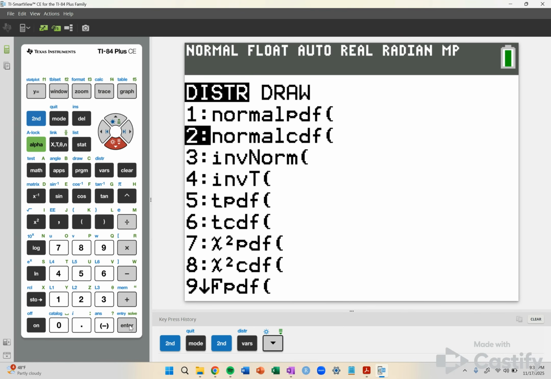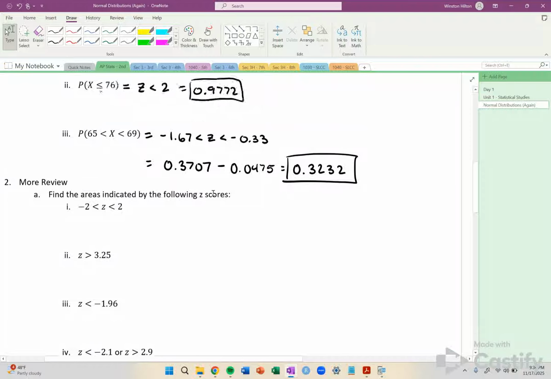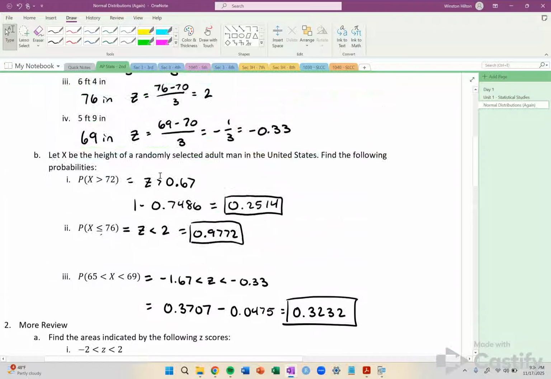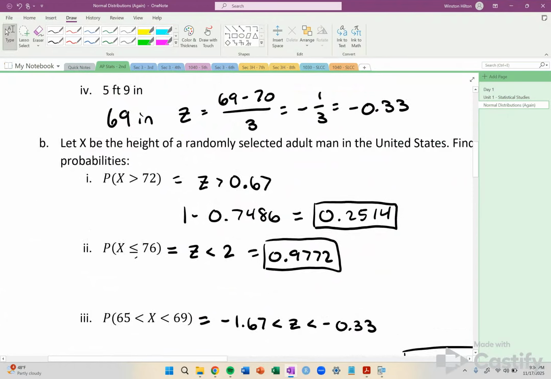So if you want to get probabilities from a normal distribution, you go to this option and you are going to put in the lower and upper bounds of the region you are trying to find the area of. So let's take a look at an example so I can show you just real quick. Let's say we are trying to find the height or the probability that a randomly selected adult male in the US is at least 72 inches tall.